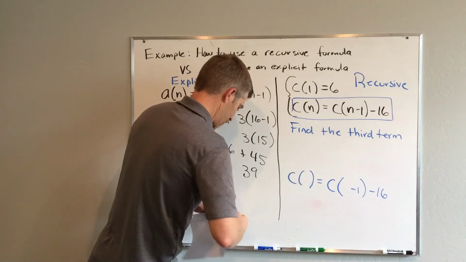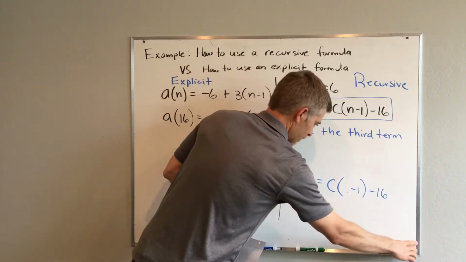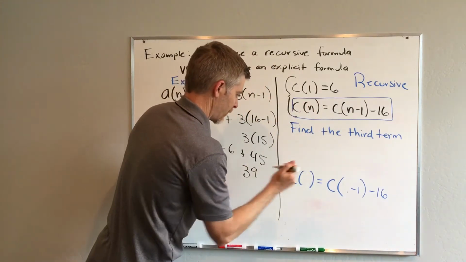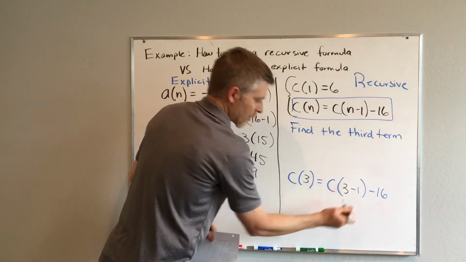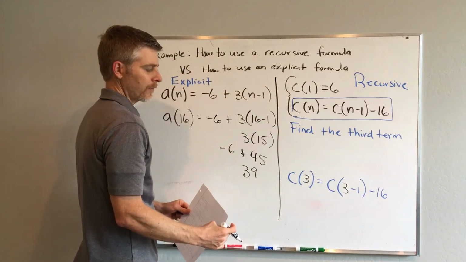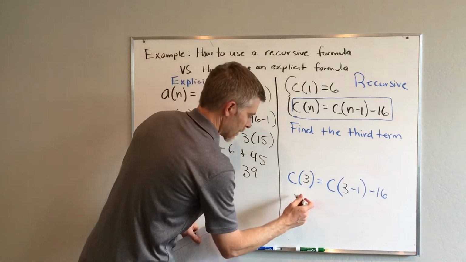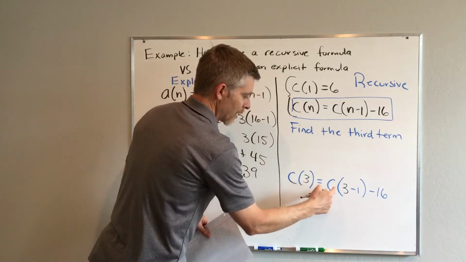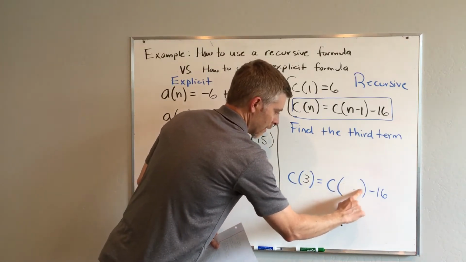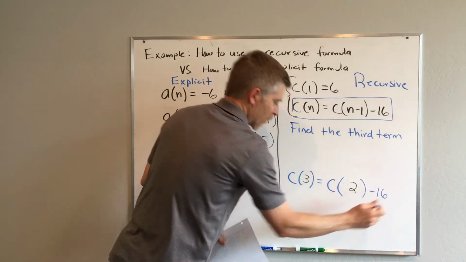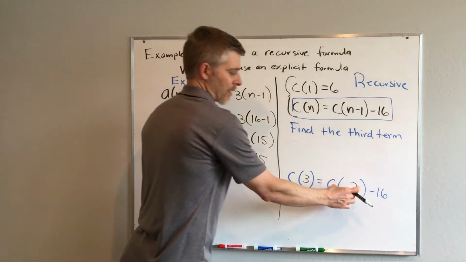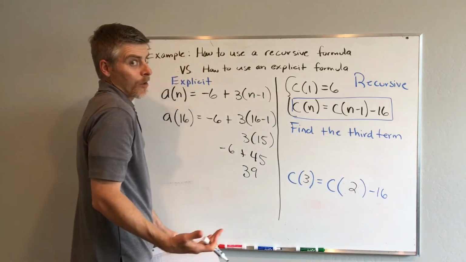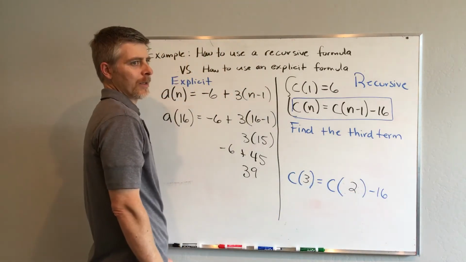Oop, my red's dead. I'll use black. C of 3. So the 3 goes right in there. All right, so now I have C of 3 equals C of 2 minus 16. Oh, so I just have to take the second term and subtract 16. Well, my problem is I don't know what the second term is.